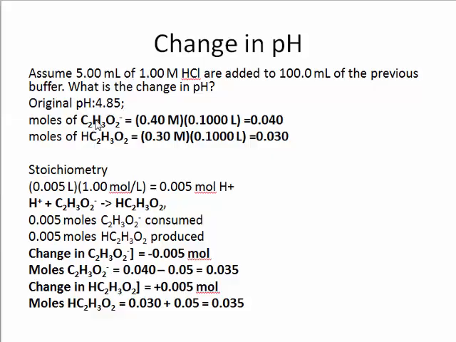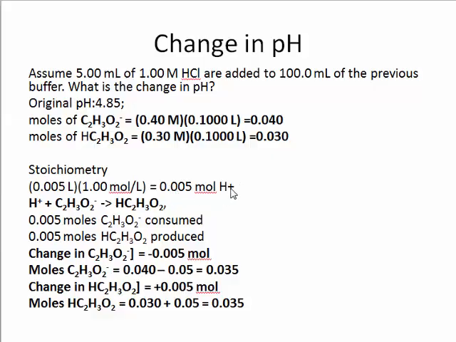We have 100 milliliters of this buffer, so we can calculate moles of acetate, 0.04, and moles of the conjugate acid, acetic acid, and that's 0.03. Meanwhile, we've added 0.5 thousandths of a liter of 1 molar hydrochloric acid and have added 0.005 moles H+.